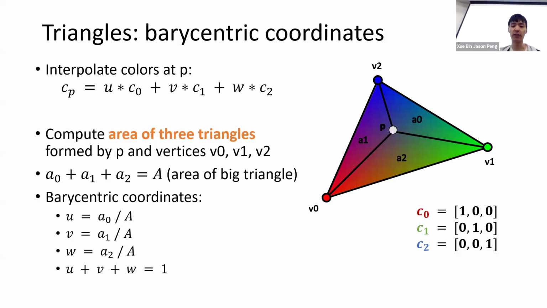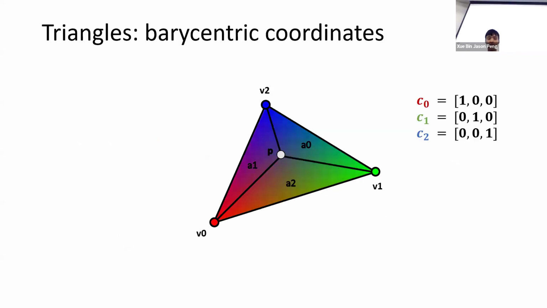Okay, so let's step through this to see how this works. So at first, this might seem like a little bit of a strange way of calculating interpolation weights for a triangle. Like, why would the area of these small triangles even give us the correct interpolation values? To build a little bit of intuition of why this method works, let's take a look at what happens to the interpolation weights as we move the point around inside the triangle.